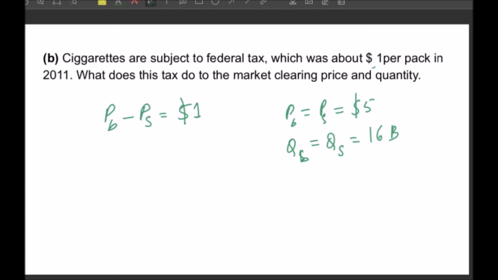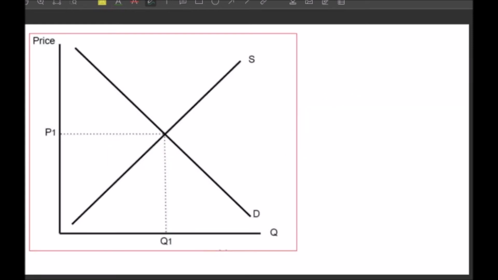Buyers pay $1 higher than what sellers receive, but the quantity demanded and the quantity sold still remains the same. Let's understand this with a diagram. See, earlier the price was $5 when there was no tax, and the quantity bought and sold was equal to 16 billion. But now a tax has been imposed, and due to the tax imposition, let's say the supply curve shifted to the left. And due to this, the quantity bought and sold has been reduced.